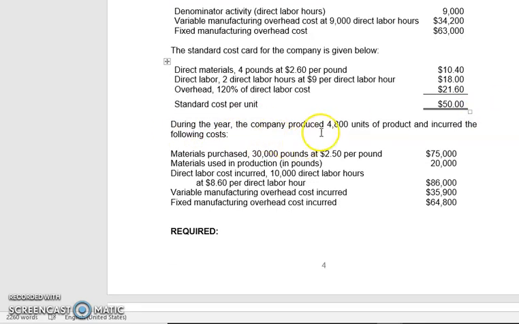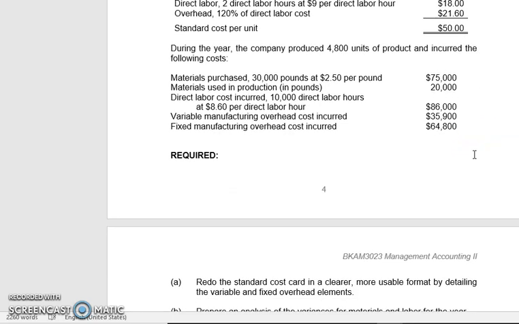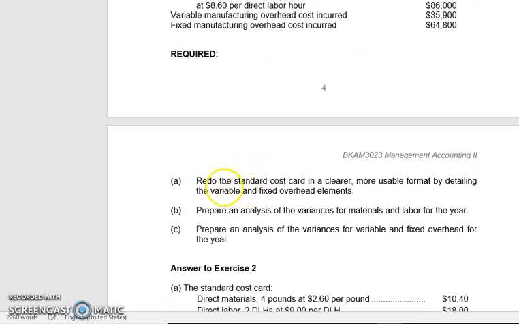During the year, the company produced 4,800 units of product and incurred the following costs. So this is the information on that. The requirement: first, redo the standard cost card in a clearer, more usable format by detailing the variable and fixed overhead elements. Second, prepare an analysis of variances of materials and labor for the year. Third, prepare an analysis of variances for variable and fixed overhead for the year.